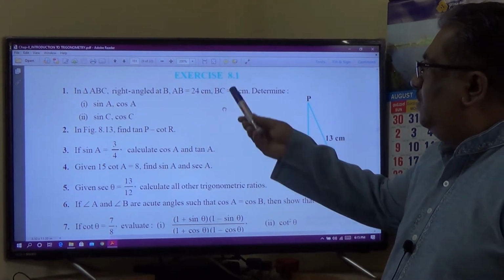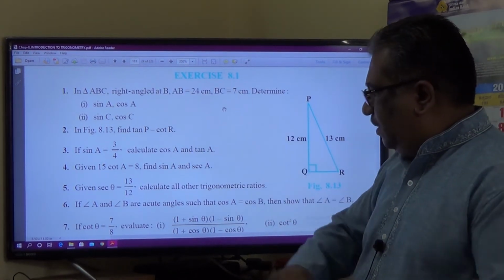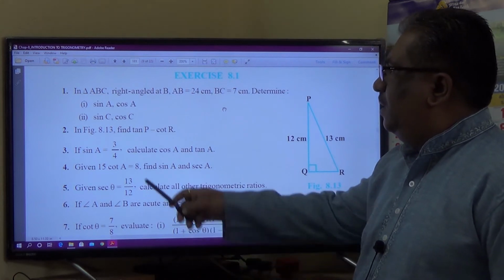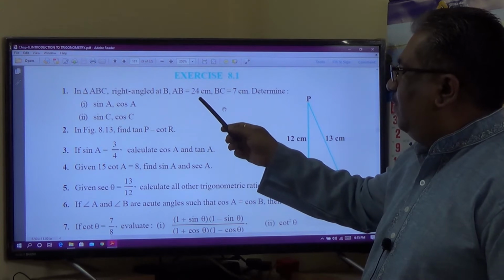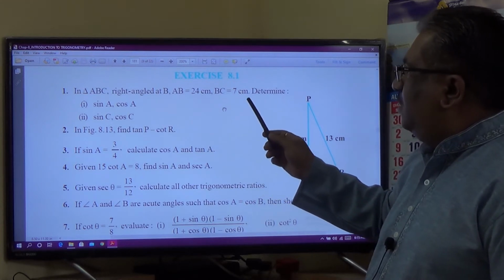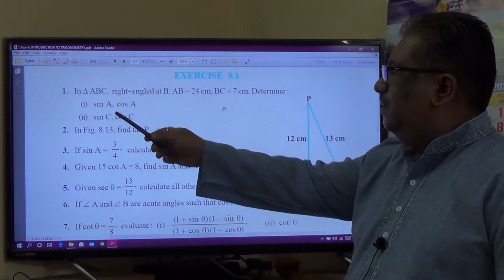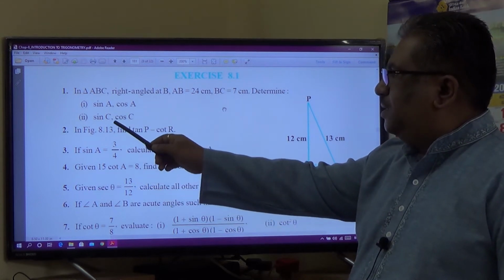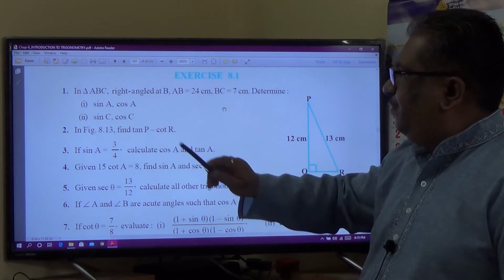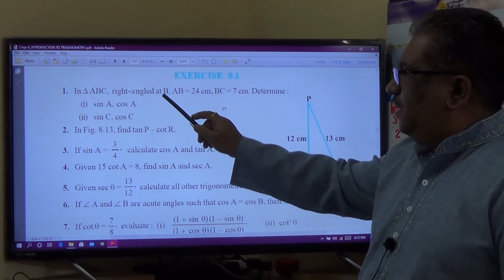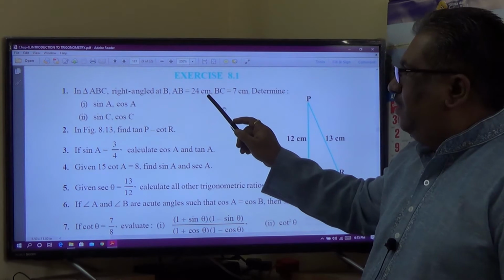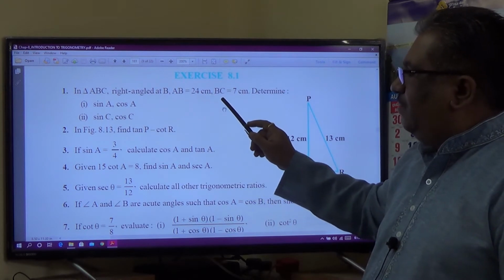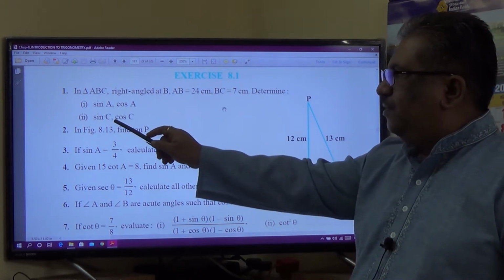Question number 1, exercise 8.1. In triangle ABC, right angled at B, AB equals 24, BC equals 7. Determine sin A, cos A, sin C, cos C. Simple. It is right angled at B. AB is given, BC is given. Find out AC by Pythagoras theorem. Take the ratios of the required question.